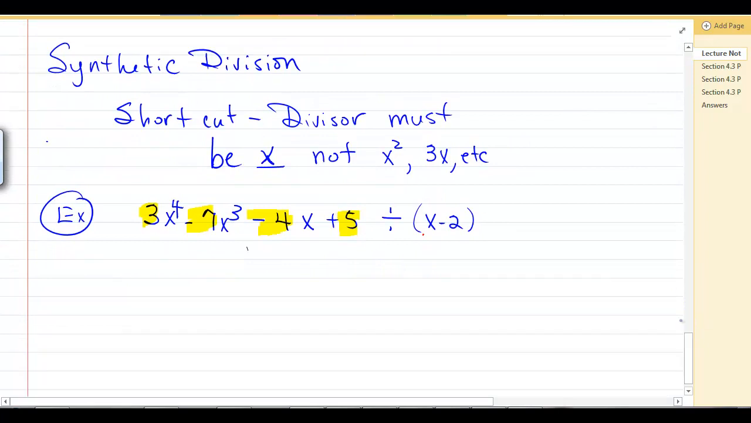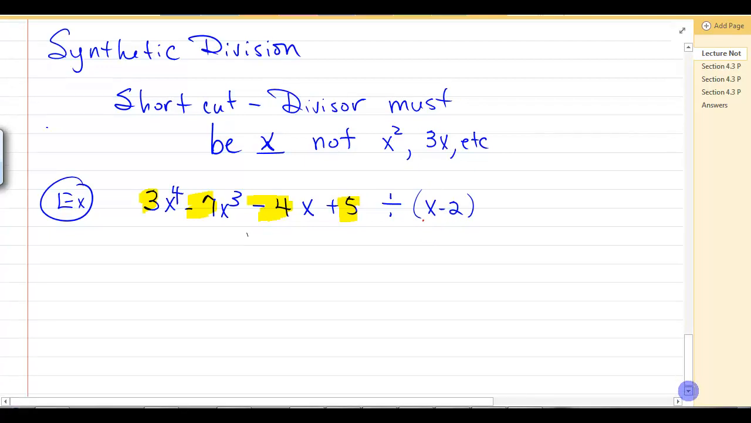The last thing we're learning in this section is synthetic division. It's a shortcut for long division, and you can only use it if your divisor is plain old x, not x squared, 3x, anything like that. If you're dividing by just plain old x minus or plus something, then you can do it. All right, let's see how this works.